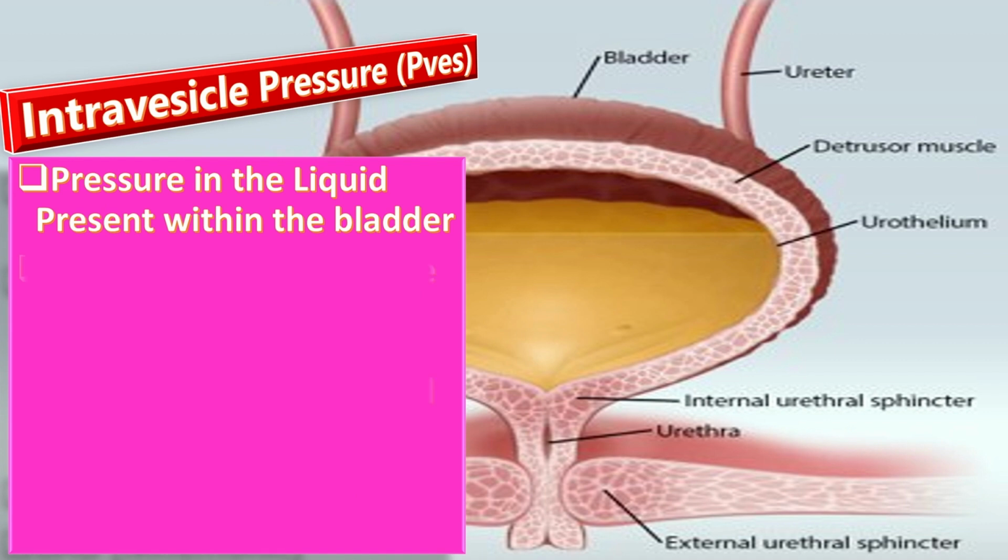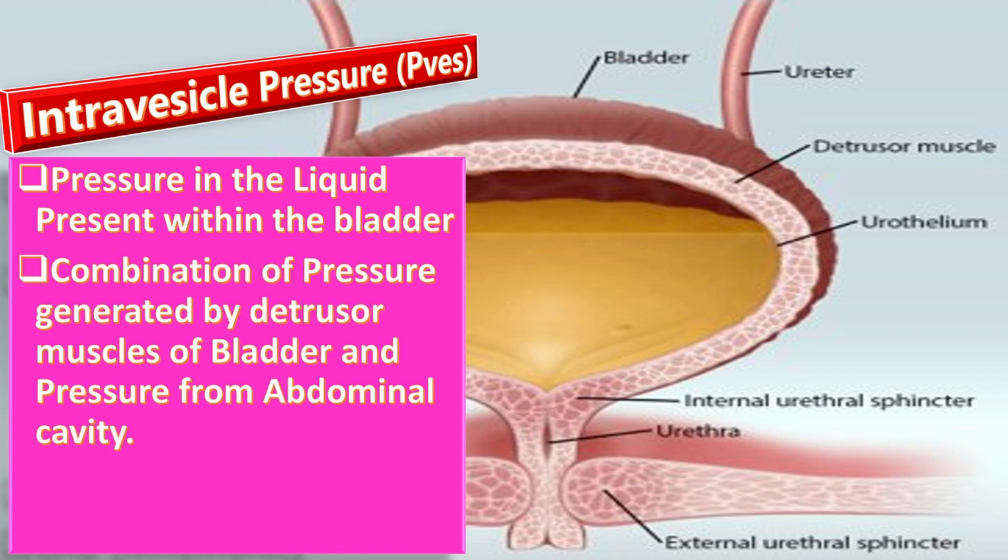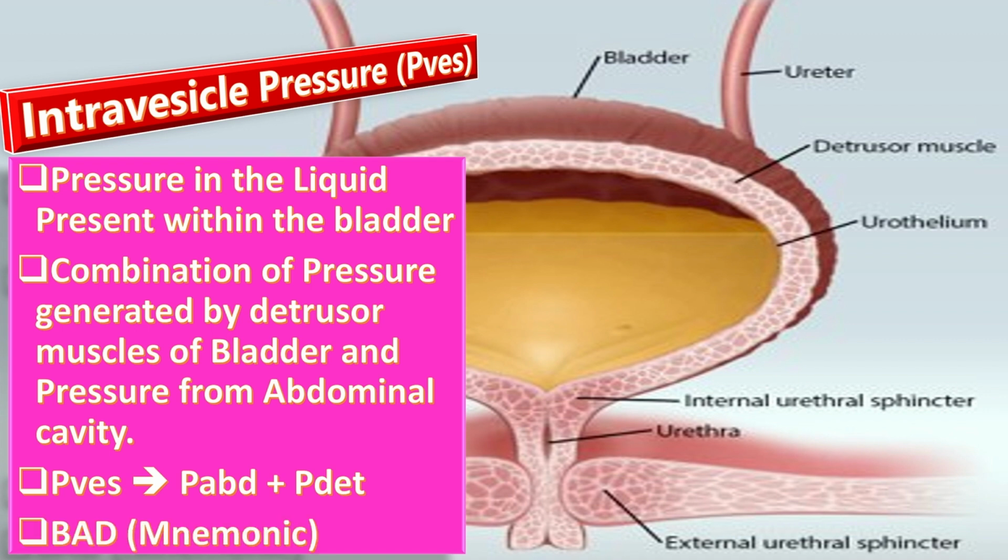It is a combination of pressure generated by the detrusor muscle of the bladder and pressure from the abdominal cavity. The formula is P vesical is equal to P abdomen plus P detrusor. The mnemonic to remember is BAD, bad. B is for bladder pressure or vesical pressure, A is for abdominal pressure, and D is for detrusor pressure.